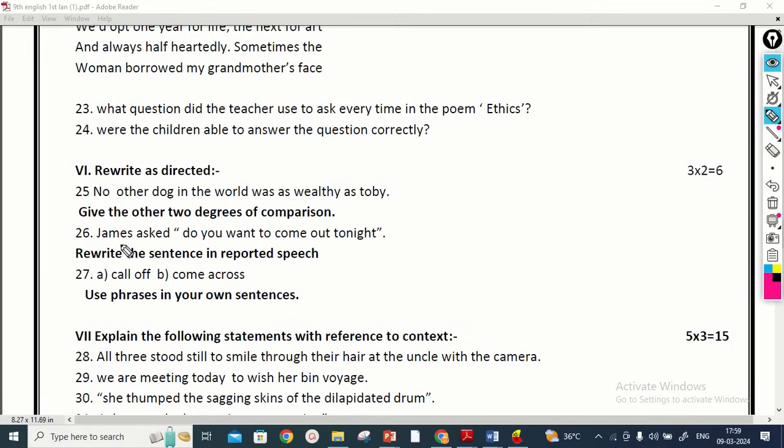Then we move on to the next one. James asked, "Do you want to come out tonight?" So here we have to rewrite this sentence as reported speech. James asked. Here it is a yes or no question, with a question mark. So we have to use if or whether. James asked, we have to use a clause here. If can be used.